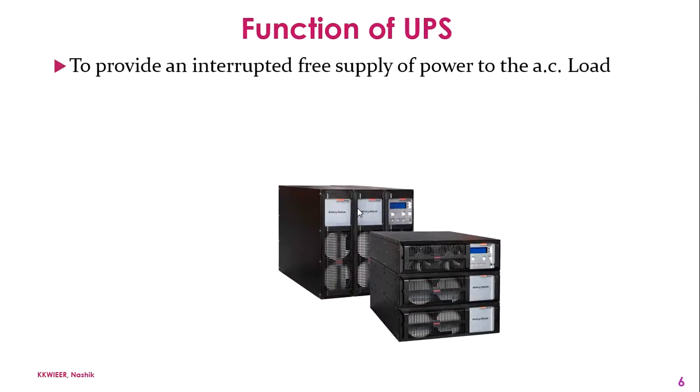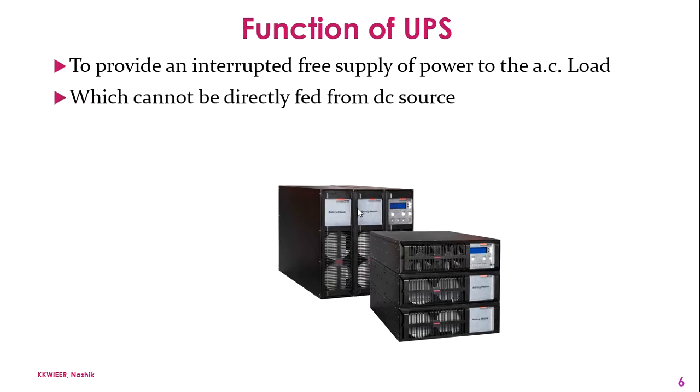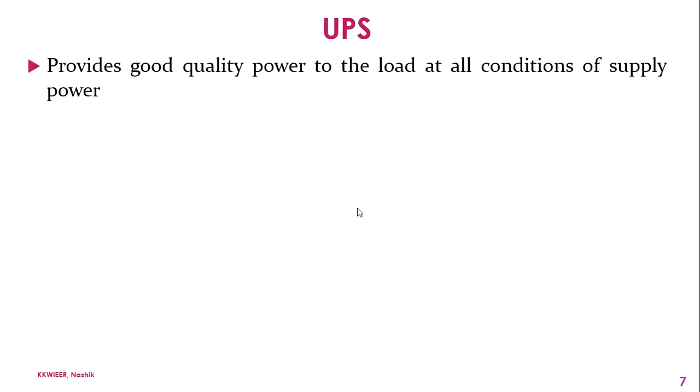So what are the functions of UPS? To provide uninterrupted, interruption-free supply of power to an AC load, which cannot be directly fed from the DC source. So DC is required to be converted into AC. Now we will see the block diagram.